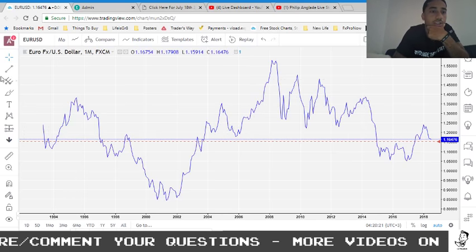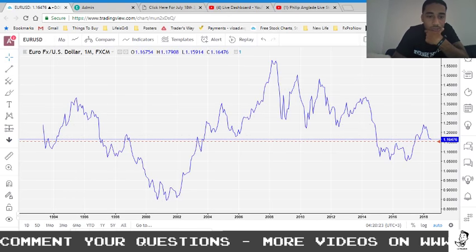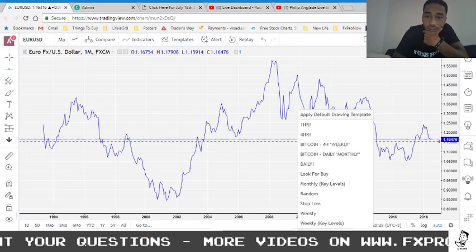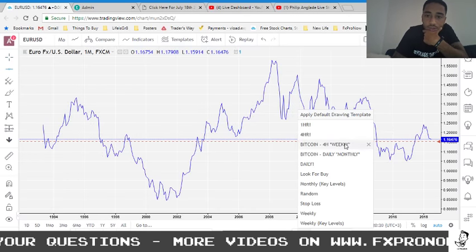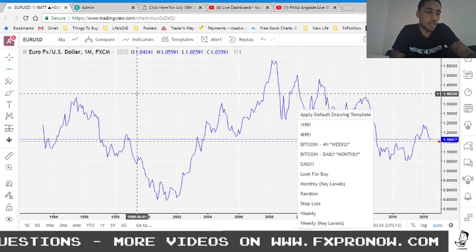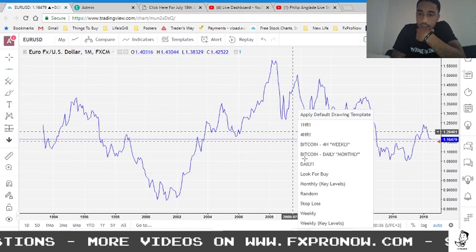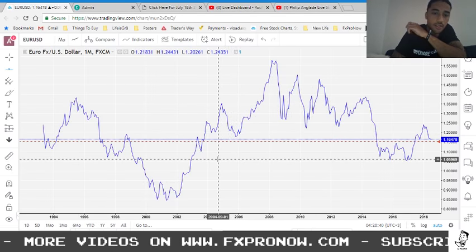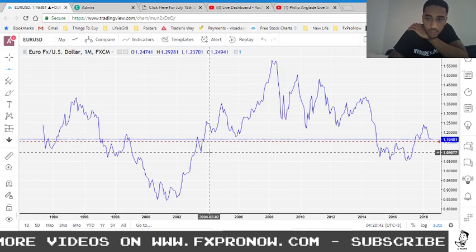Actually, let me keep that. All right. So what I have on here is a button where it automatically draws a line all the way across, right? And you can go to monthly key levels, right? And then it'll automatically show up the way that I like it.